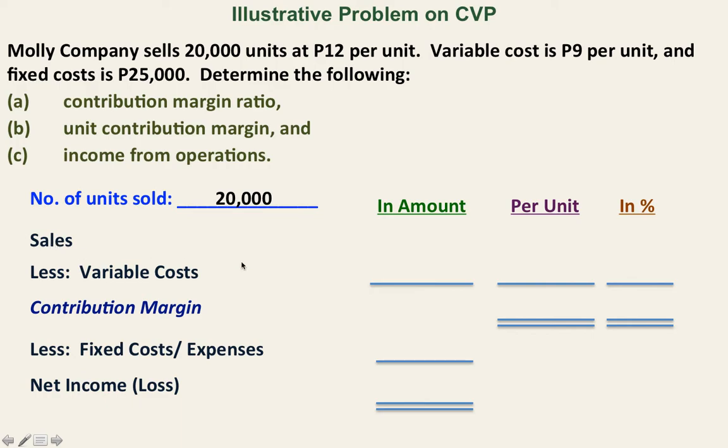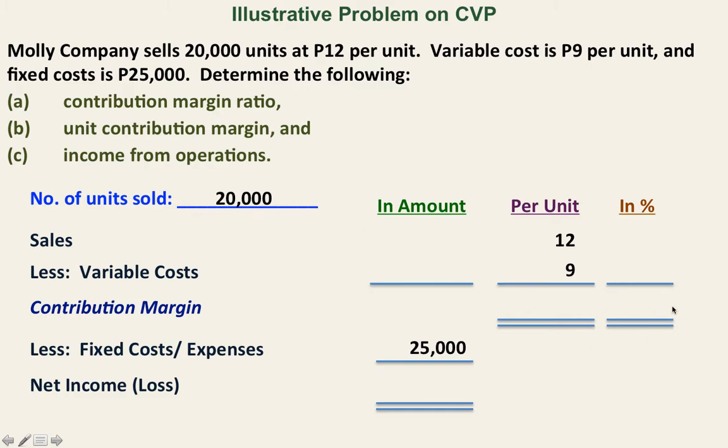So that would be the selling price per unit, which is 12. Variable cost is 9 per unit. And then the fixed cost is 25,000. So here, what we have to find is contribution margin ratio.